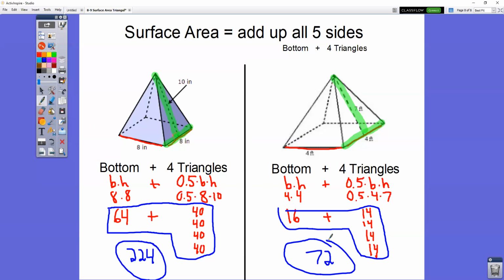Again, I think these square pyramids are pretty easy. Just remember that if it only gives you one of these bases, all 4 sides of that square at the bottom are the same. The biggest mistake that people make is one of 2 things: forgetting the 0.5 in your formula and forgetting that you have 4 of those triangles.